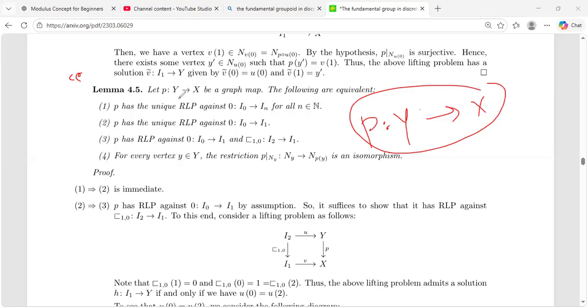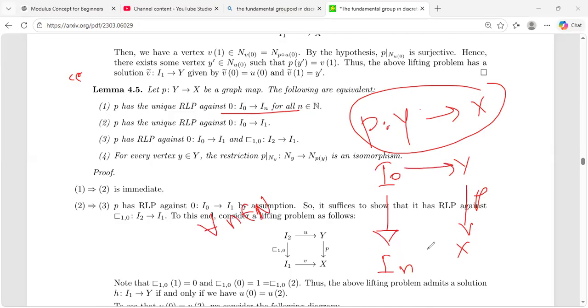Let P be a graph map from Y to X. The following are equivalent. First condition: P has a unique right lifting property against this map, I0 to In, for all n belonging to the natural numbers. So we have a graph map P from Y to X and a right lifting property. P has a unique right lifting property against the map from I0 to In for all n in the natural numbers.